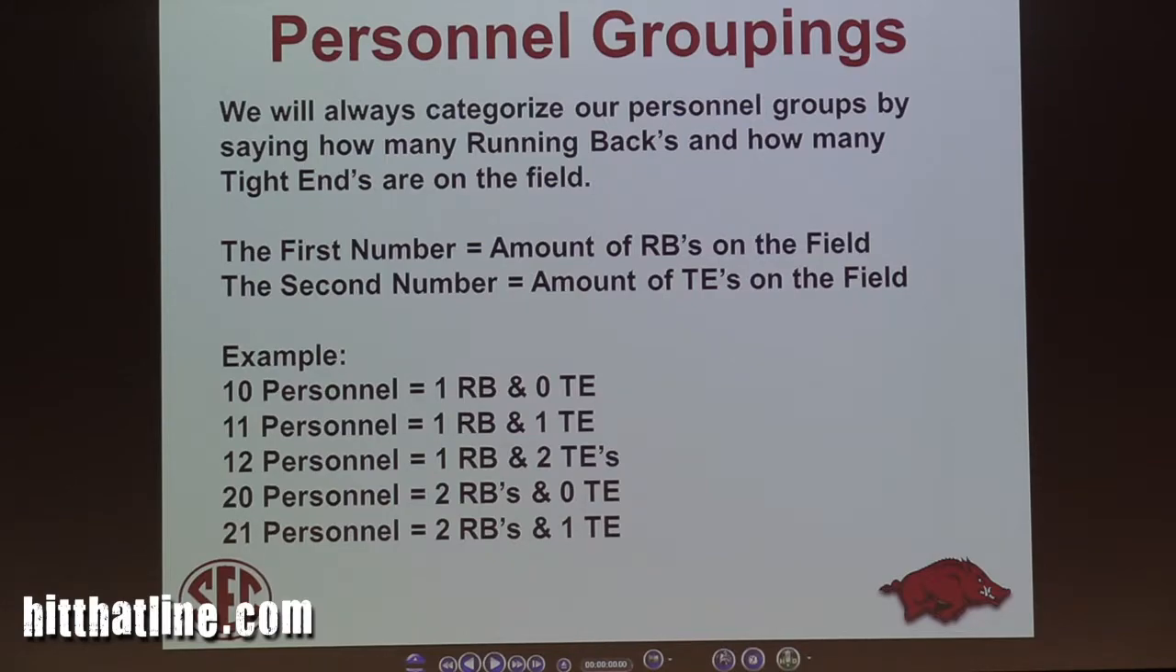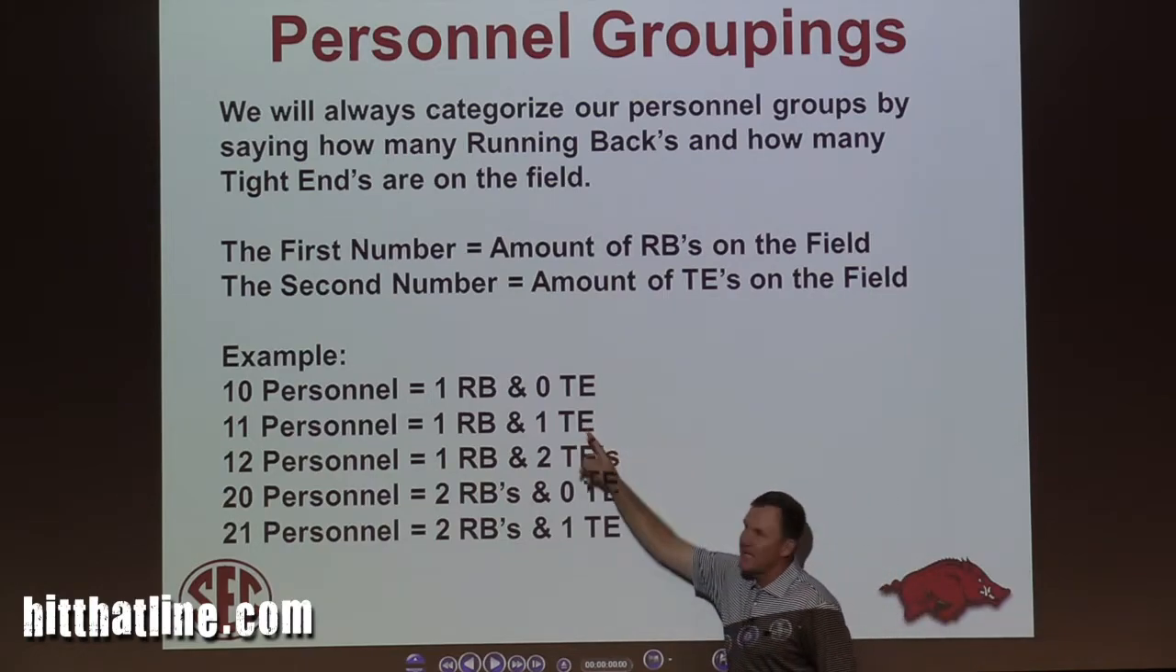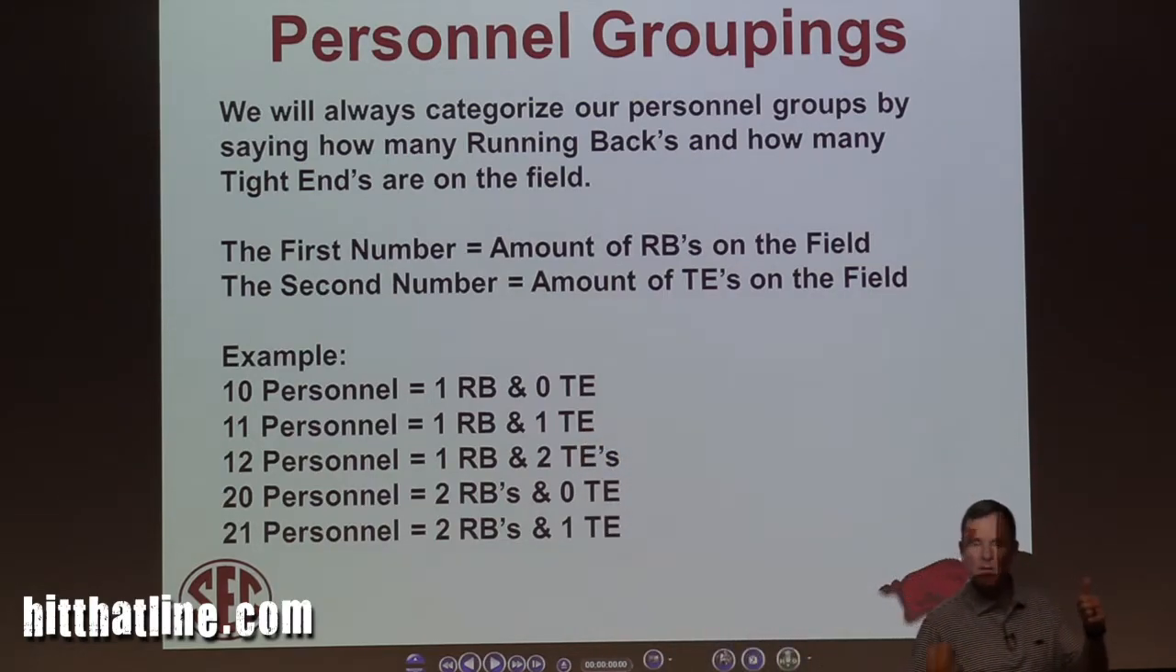They may bring another 2 backers in, or two DBs in. 11 personnel just means 1 running back and 1 tight end. Okay? That's our base personnel. We'll base out of 11. We'll be in a lot, but we're based out of 11. 1 running back and 1 tight end. And our tight ends are all over the place.